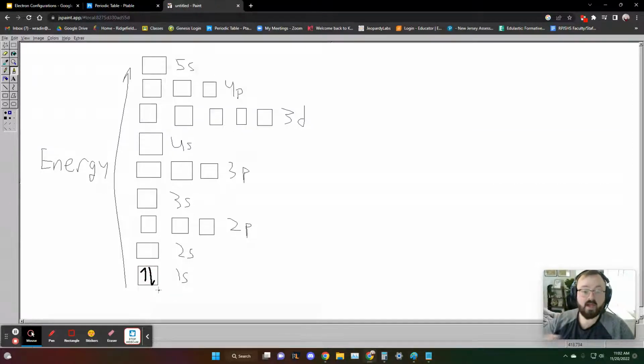Now, if we were going to add another electron, now that this is full, you can only have 2 electrons in there. Now that this is full, this 2s becomes the most energetically favorable, the lowest energy, so you're going to fit an electron here. And then you would pair up.